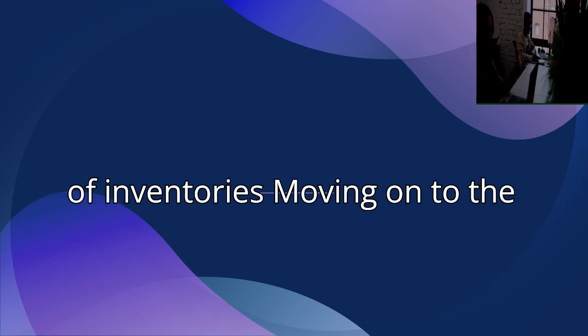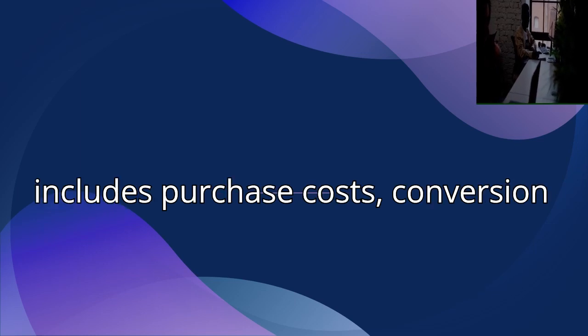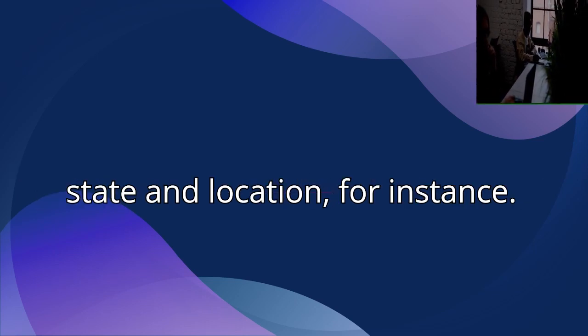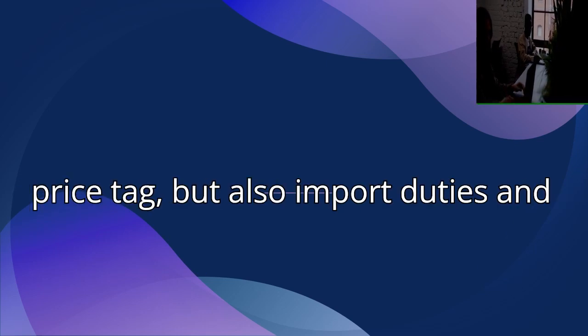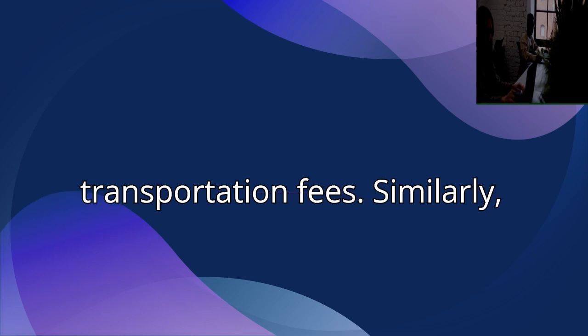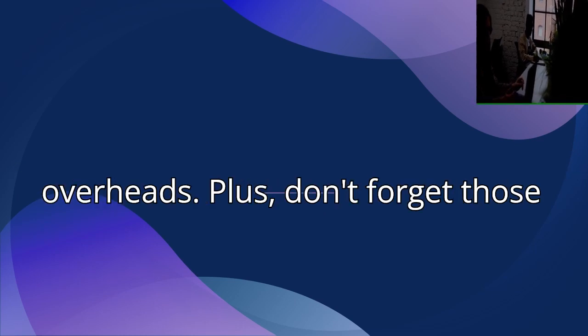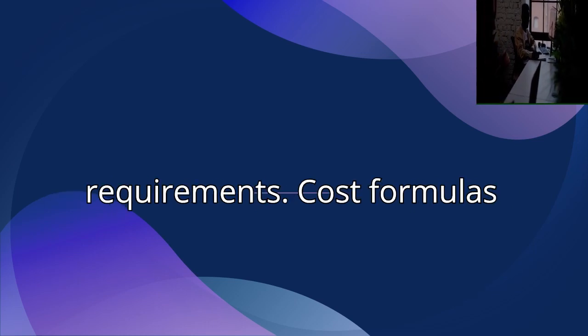Cost of inventories. Moving on to the components of inventory cost. It includes purchase costs, conversion costs, and any other expenses incurred in getting those goods to their current state and location. For instance, purchase costs encompass not just the price tag but also import duties and transportation fees. Similarly, conversion costs cover direct labor and a fair share of fixed and variable overheads. Plus, don't forget those additional costs necessary to tailor products to specific customer requirements.